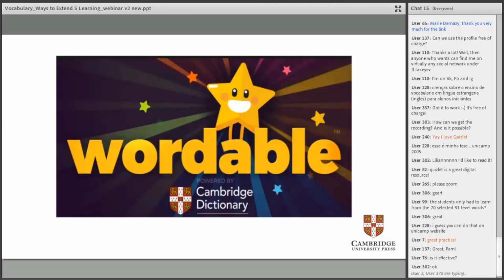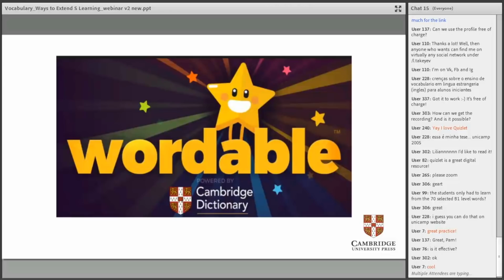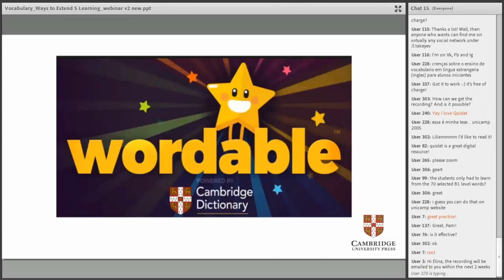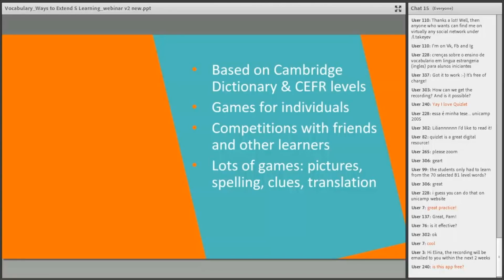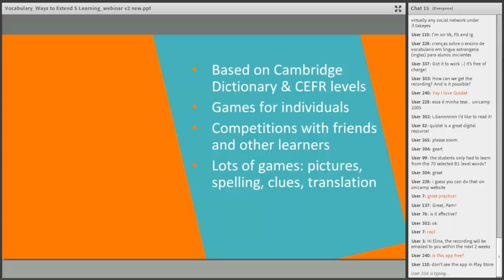Finally, another resource that's available. Again, it's free. Well, there is a free version, and I think also a paying version of Wordable. Wordable is an app that students can download onto their mobile phone, and you, the teacher, can as well. And this is a wonderful opportunity of playing games to practice vocabulary. It's based on the vocabulary that you can find on the Cambridge Dictionary Online, which again is tagged to the CEFR levels. And when learners download the app, they can indicate what their level is.